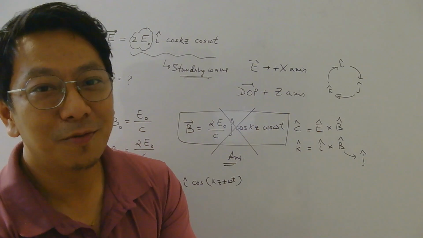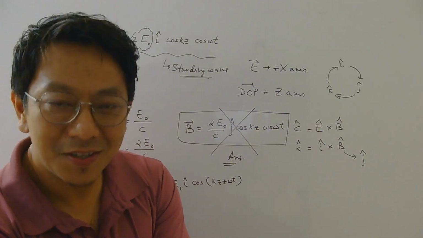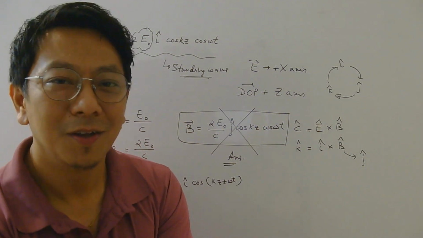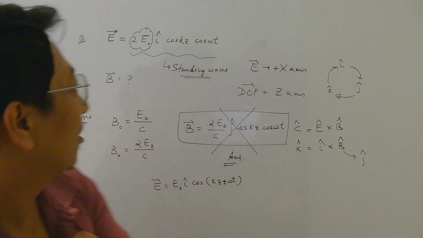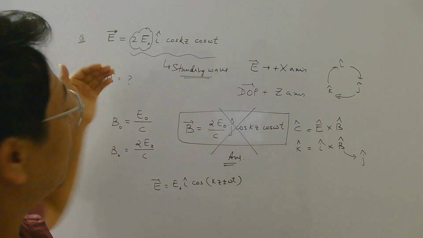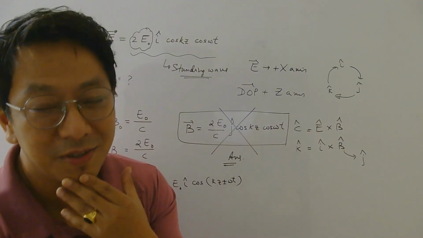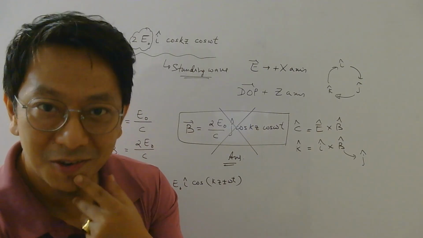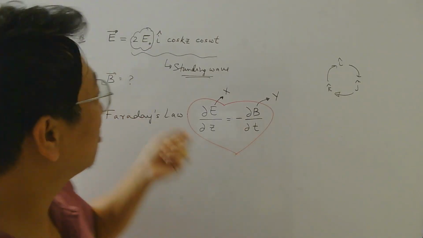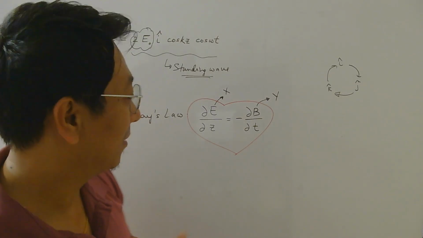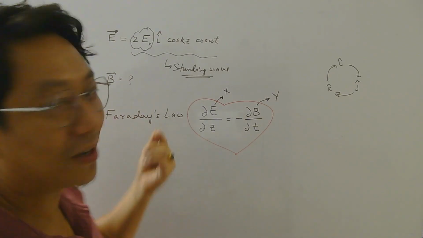Well, then we have to go with laws. So in physics, whenever you have doubt, you have to always go to the basic fundamental laws. Now, which law connects electric field with magnetic field in EM waves? Well, we can use Faraday's law, isn't it? Now, this is the equation that we have to use to solve this question, and this equation is basically Faraday's law.